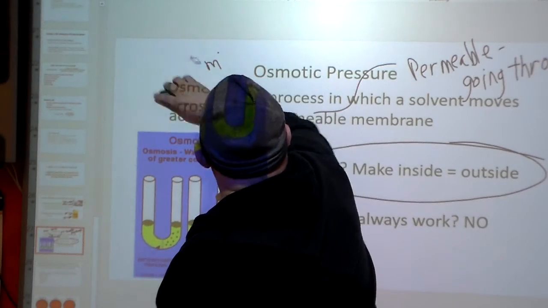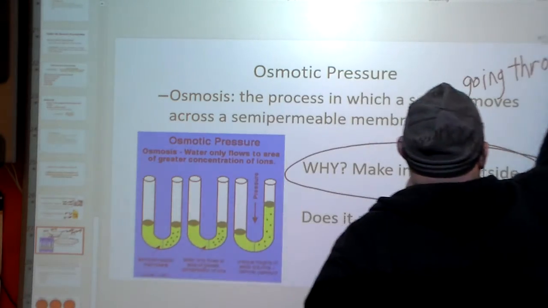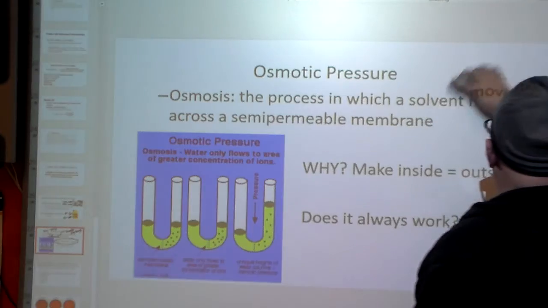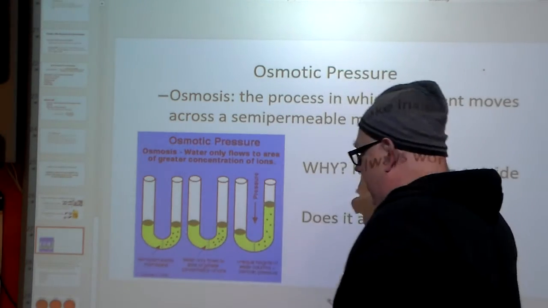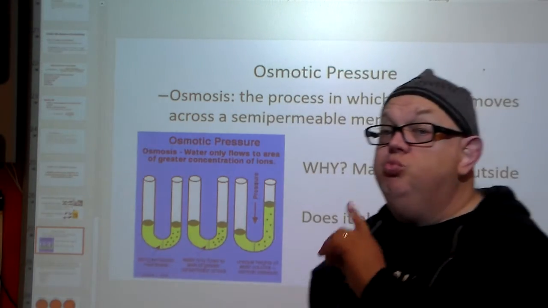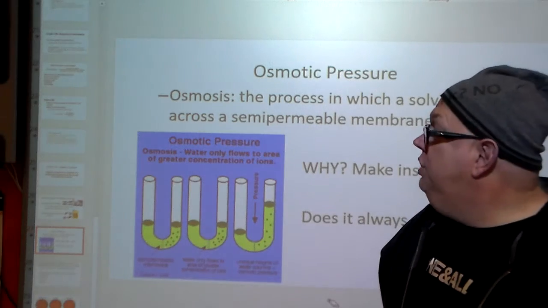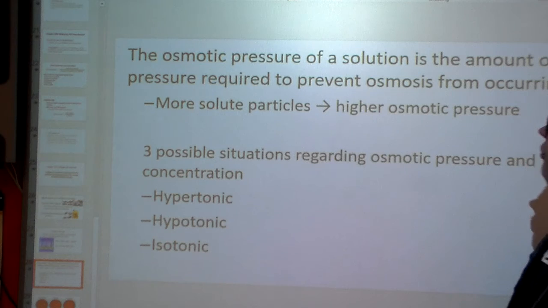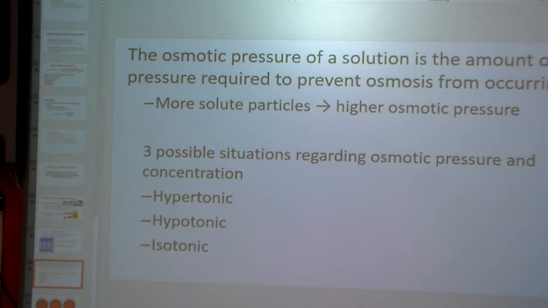Okay, I gotta erase all this. Yeah, I'm going through and I'm saying more things, and there's actually fewer slides, and go figure that one. Okay, but this is a really key thing for you guys in AP Biology. Okay, so when we look, all right, the osmotic pressure itself of a solution is the amount of pressure required to prevent that osmosis from happening.